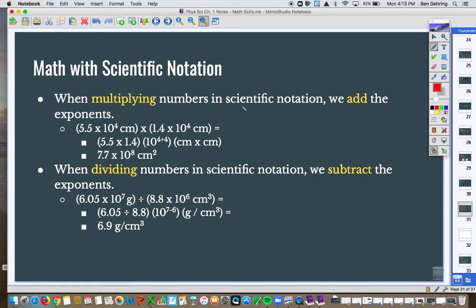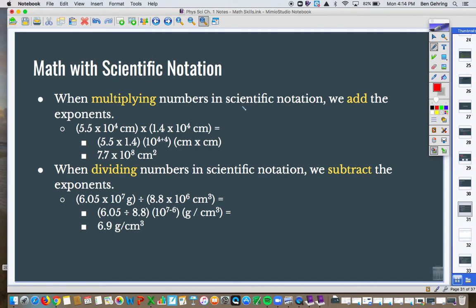The last thing is we can do math with scientific notation. When you multiply numbers using scientific notation, we add the exponents. So you do the multiplication and then you add your exponents. When you divide your numbers, we then subtract the exponents because it is divided. So we're getting smaller there.